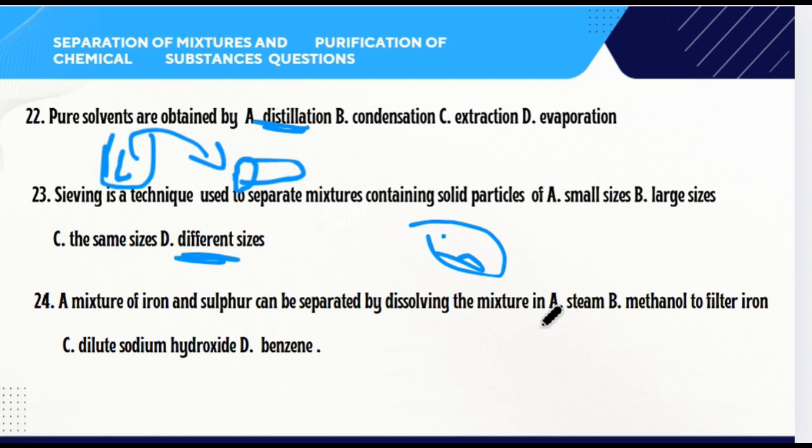A mixture of iron and sulfur can be separated by dissolving the mixture in dash. So what do you think is the answer here? In steam, no. Methanol to filter iron, sulfur is not soluble in methanol. Dilute sodium hydroxide, no. But in benzene, yes. Sulfur is soluble in benzene. Then we can filter off iron from there. So it is option D.